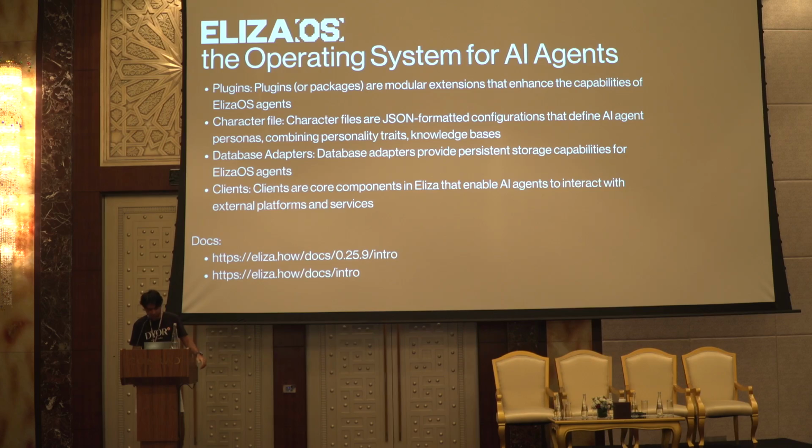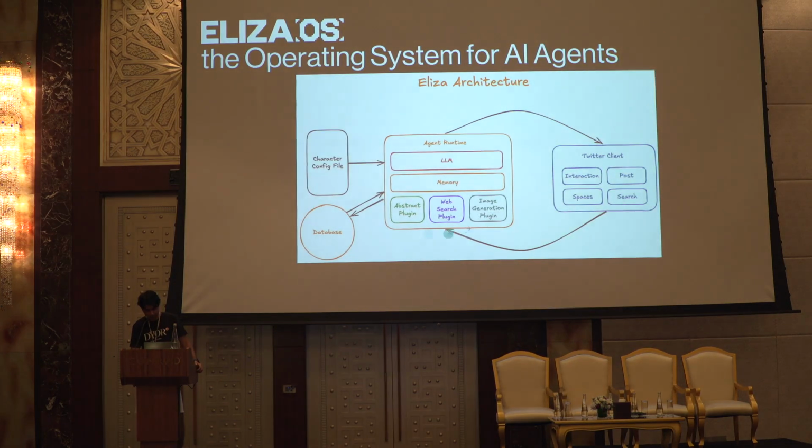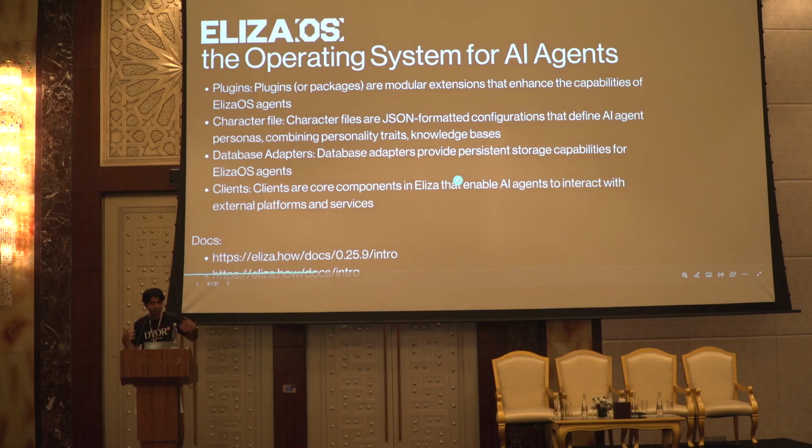Like I mentioned, the first thing you have is the plugins, which is this part over here. Plugins are the packages that help you expand the capabilities of your agents, and these are already there in the repo. You just have to use them, like NPM packages, for example. I think you can think of plugins like those. The character file is just a JSON file where you can define your AI agents and their personas. Then you have the database adapters, where you store all the data for your agent itself. And lastly is the client, where your agent will actually interact on the external platform. So that's what it is.